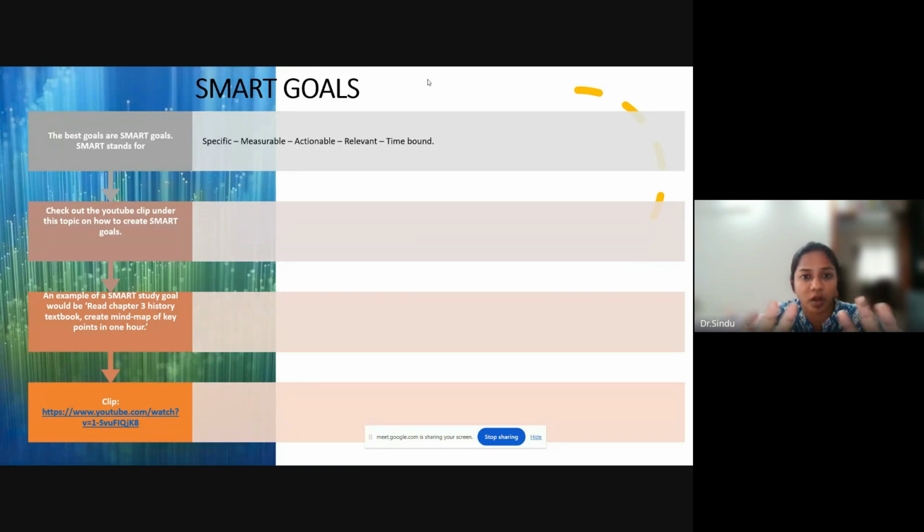Here, SMART has different meanings. S stands for specific, M stands for measurable, A stands for actionable, R stands for relevant, and T stands for time bound. So the best goals are SMART goals. Your SMART study goals could be for a management textbook, a history textbook, whatever it may be; you have to be thorough with mind mapping. When you want to know more about these SMART goals, there is a clip. You have to click on that particular video and you will get to know what it is.